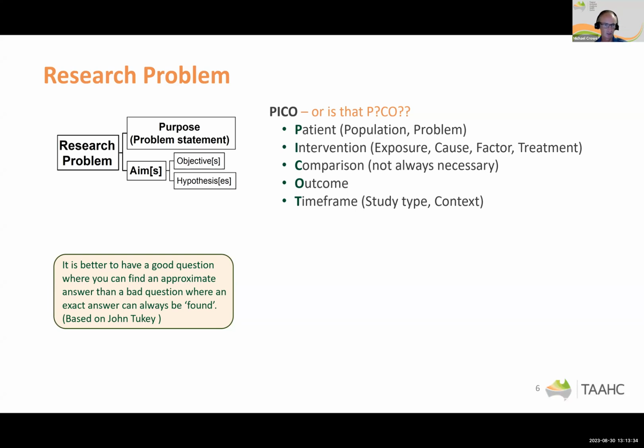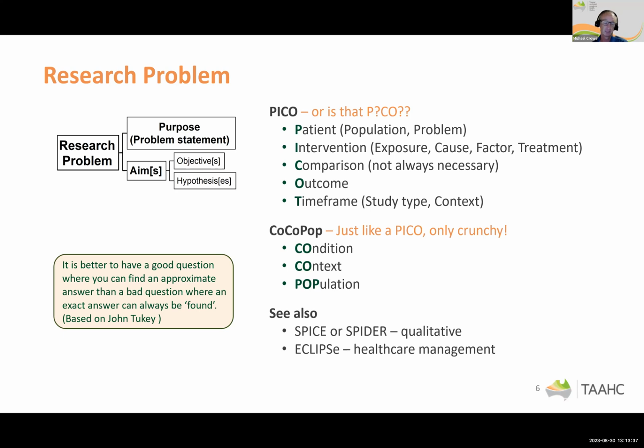There are several other ways of doing this as well. There's one called Cocoa Pop, surprisingly enough, and it just looks at condition, context, and population, which can be helpful if you're looking at other things. But there's also just different ways of looking at your research problem. If you're more qualitative, there's two. There's one called SPICE and there's one called SPIDER. And if you're looking at healthcare management areas, there's an acronym called ECLIPSE. So you don't have to go down PICO if it doesn't help you, but it is something that is there. And for most people, it works, at least some of the time anyway.